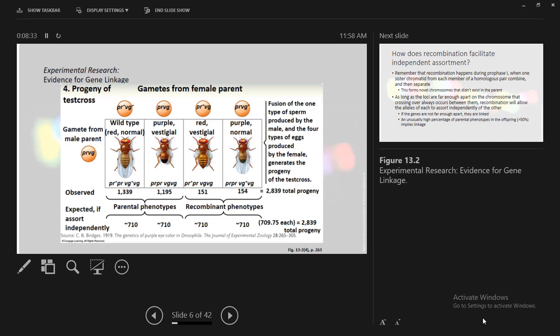Expected if they assort independently, 710 for each, because we've got 2,839 total progeny. So it's actually slightly less than 710, like 709 at a fraction, but you can't have a fraction of a Drosophila.